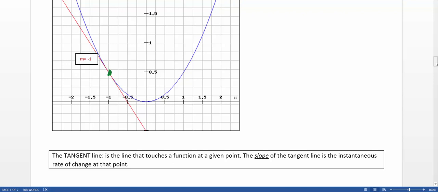So one of the main differences here is that secant lines connect 2 points. Tangent lines touch at 1 point. Both of them, however, we evaluate the slope to tell us how much the function is changing. The slope of the secant line gives us the average rate of change, and the slope of the tangent line is going to give us the instantaneous rate of change.